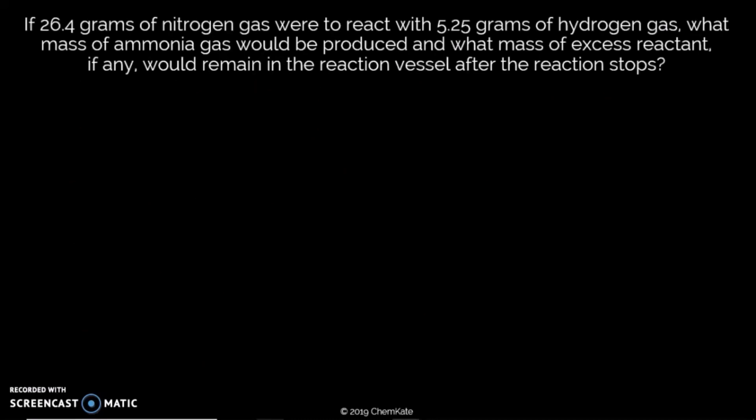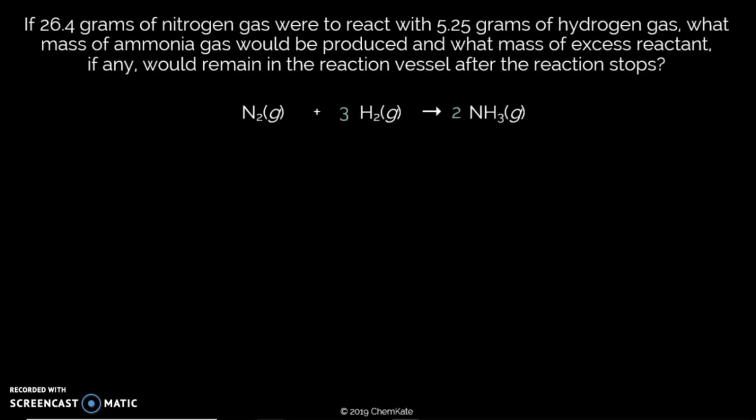Here's a problem. If 26.4 grams of nitrogen gas were to react with 5.25 grams of hydrogen gas, what mass of ammonia gas would be produced and what mass of excess reactant, if any, would remain in the reaction vessel after the reaction stops? So we start with the equation. You have hydrogen and nitrogen, and they're making ammonia, and so we use an arrow to show that forward movement. The equation is not useful quantity-wise until we balance it, so you should balance it next.